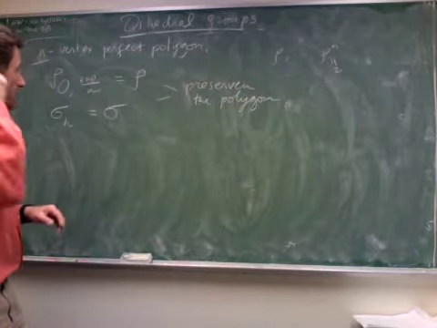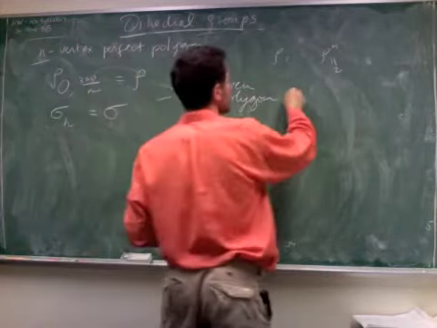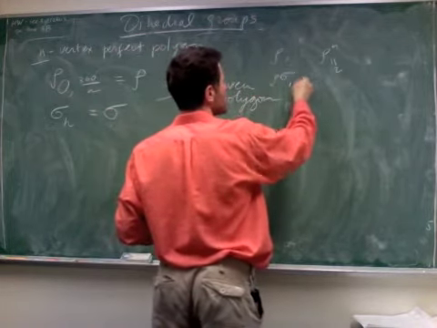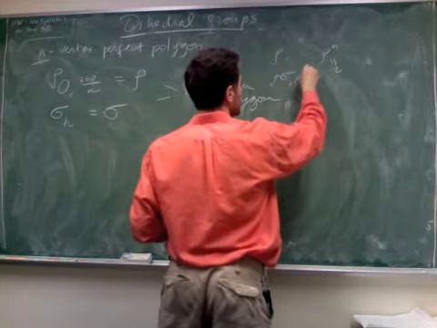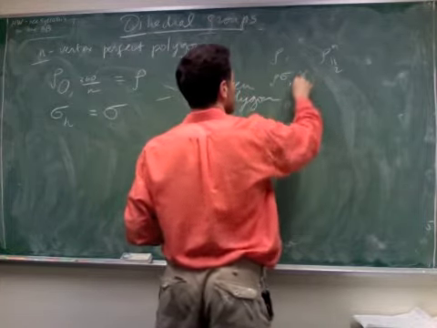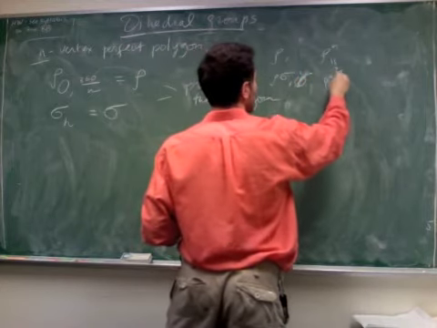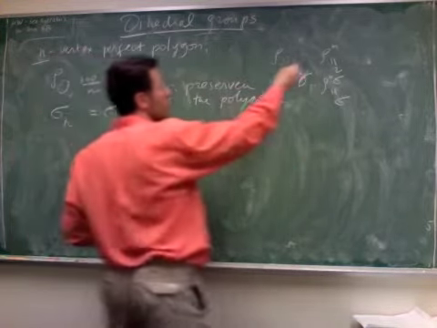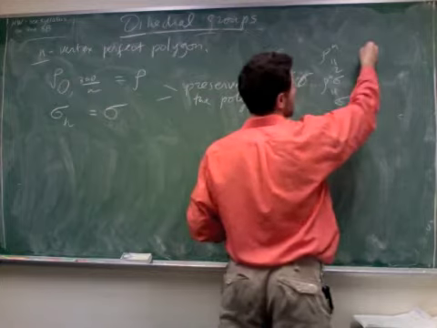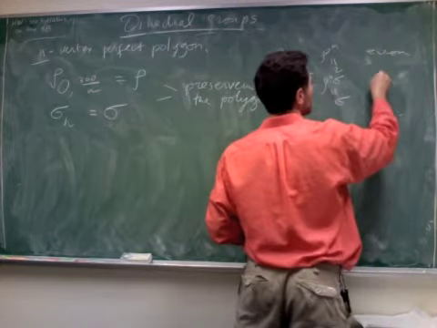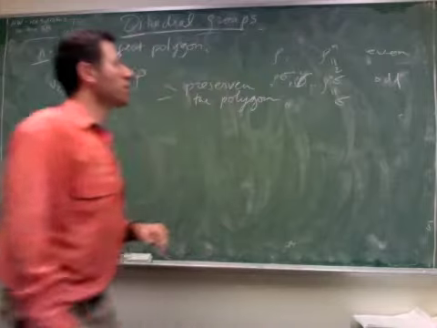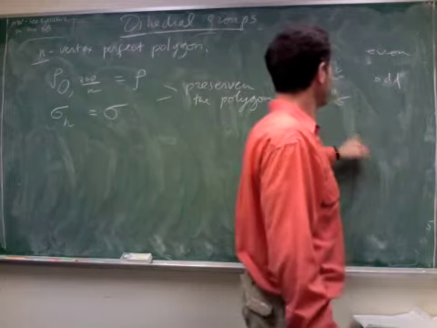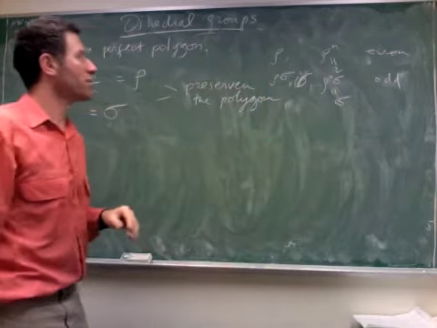And again, let's multiply on the right by sigmas. In addition, we will have all elements of this form: rho sigma, rho squared sigma, all the way through rho to the n sigma, which is just sigma. And this will be all rotations or even isometries, and this will be all odd isometries. So we don't know yet that these are all the isometries in the group.